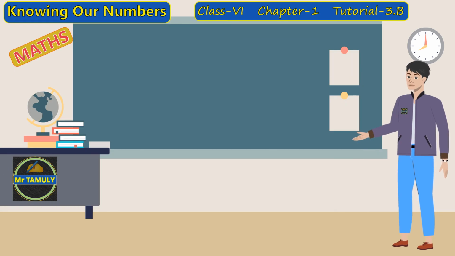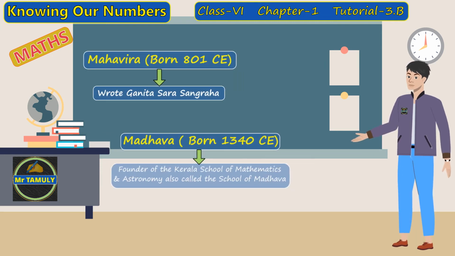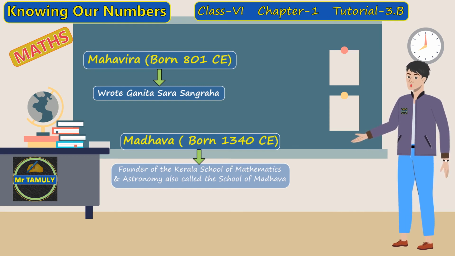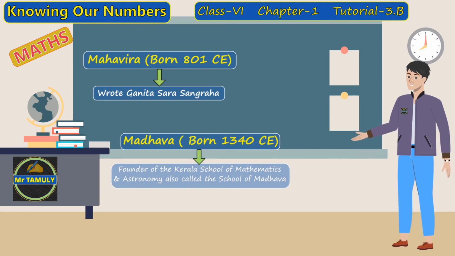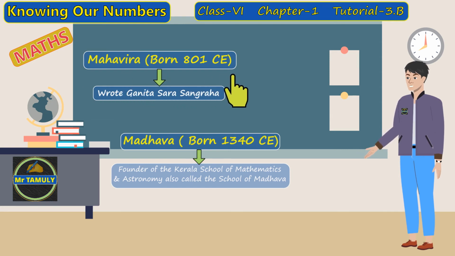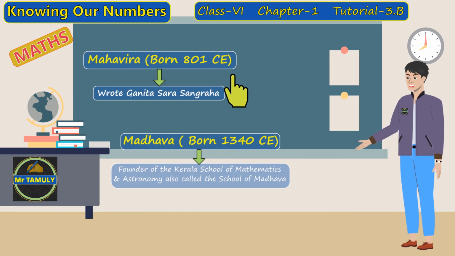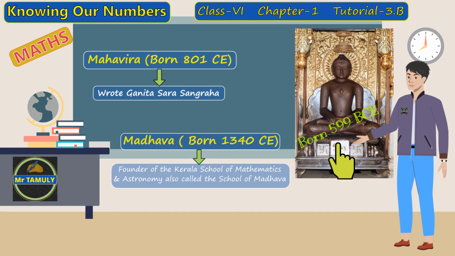Before we move to the last topic of this tutorial, I would like to tell you the names of another 2 great mathematicians of ancient India. And I recommend that you learn and gather more information about these mathematicians from Wikipedia, Britannica, or any other source of your choice. The first name I would like to suggest is that of the 9th century CE mathematician Mahavira. He wrote the treatise named Ganita Sara Sangraha. Please don't confuse Mahavira the mathematician with Mahavira the preacher of Jainism, who lived in the 6th century BCE.